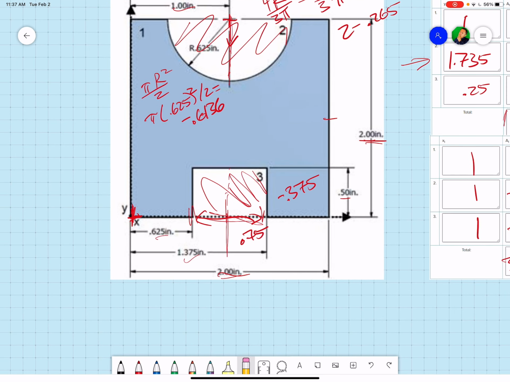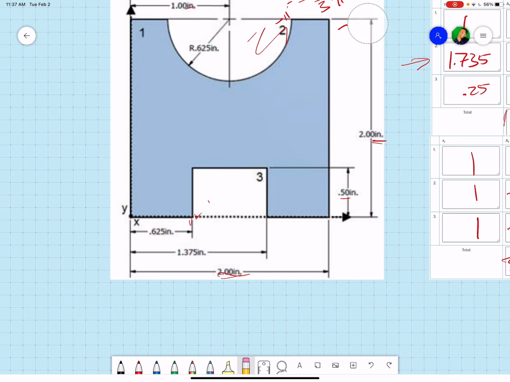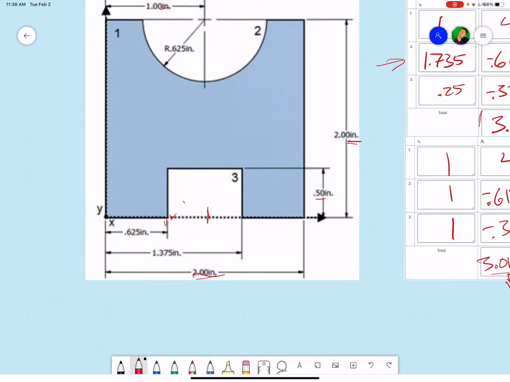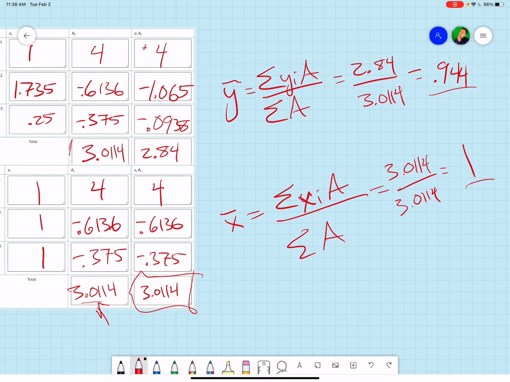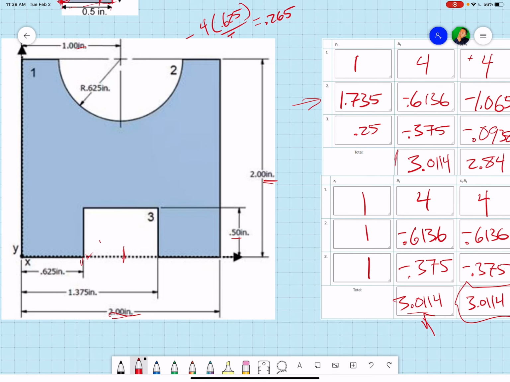So I'll clean this up so we can put it in the right spot. All right, so it's going to be over 1, which is going to be right along that center point, and up 0.944. So it's going to be just slightly below the center line. We'll say it's about there. There is our centroid location. All right, and it is up 0.944 and over 1. There we go.